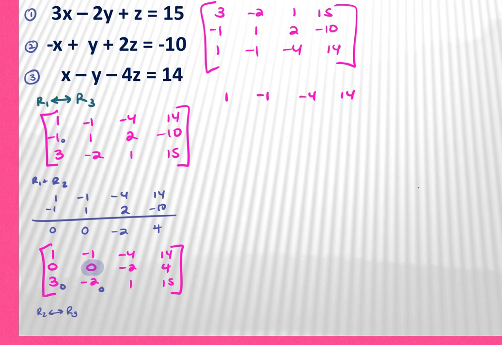So 1, -1, -4, 14. 3, negative 2, 1, 15, and 0, 0, negative 2, 4. I switched row 2 and row 3 because I wanted 2 zeros in row 3, but I got them in row 2. With me? Okay.